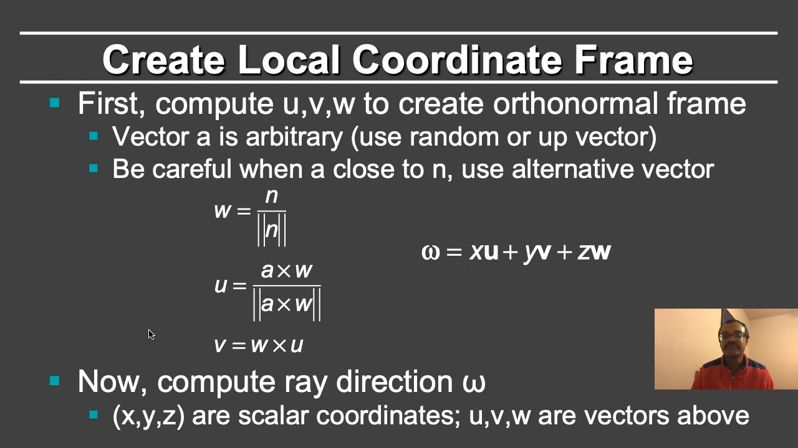Now, once you have done that, you have this coordinate frame u, v, and w. You also have the scalar coordinates x, y, and z that were obtained from theta and phi. And then you can just create the vector for the incoming direction as x times u plus y times the vector v plus z times the vector w. Whichever of these three methods you use, it can be used for uniformly sampling the upper hemisphere and creating a direction on it.